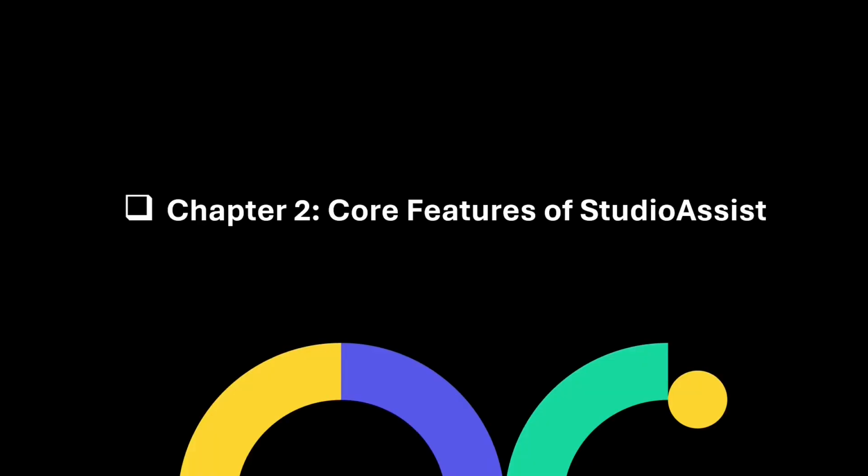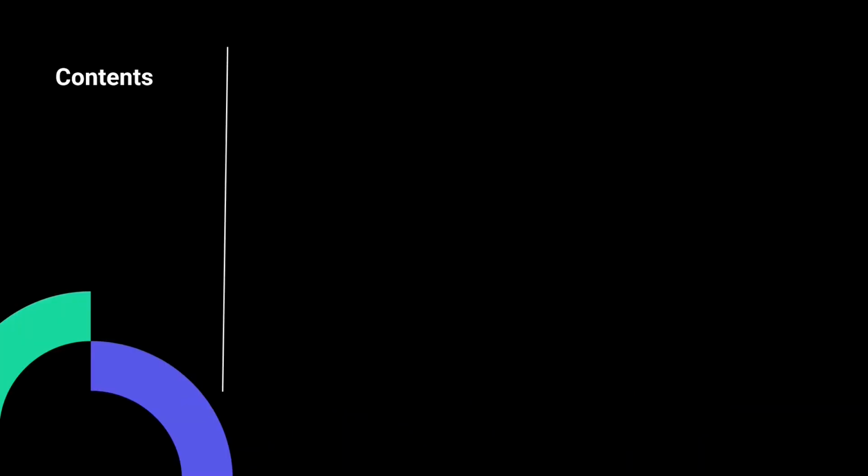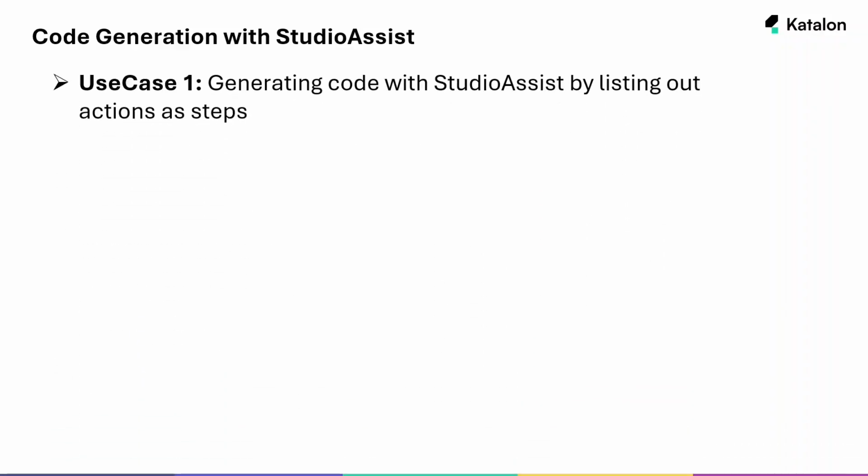Chapter 2, Core Features of Studio Assist. As part of section 1 in chapter 2, you're going to learn how we can generate the code with Studio Assist when the user enters plain English language. As part of this section, I'm going to teach you three different use cases.